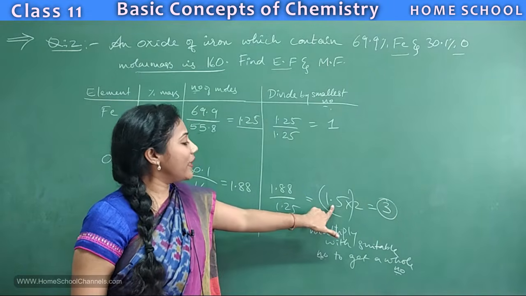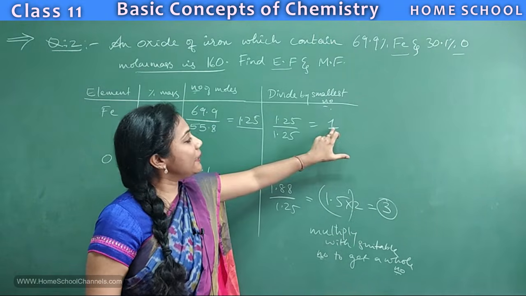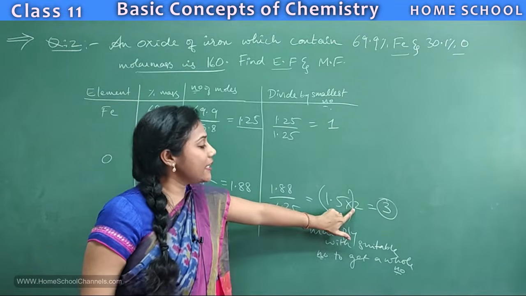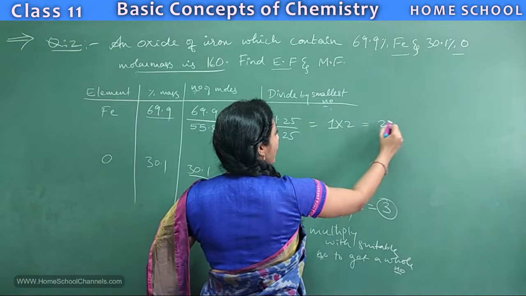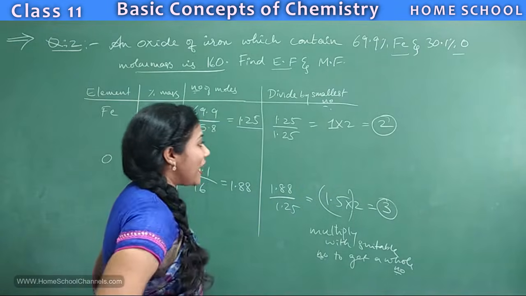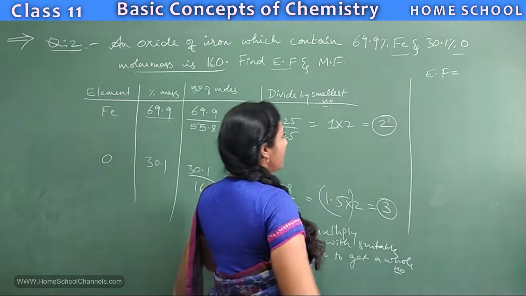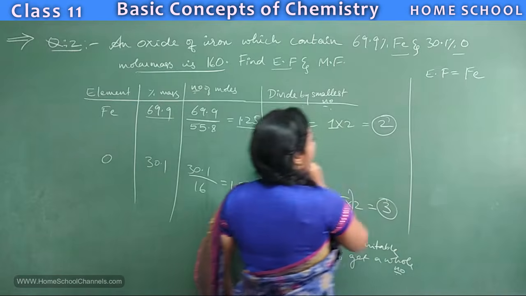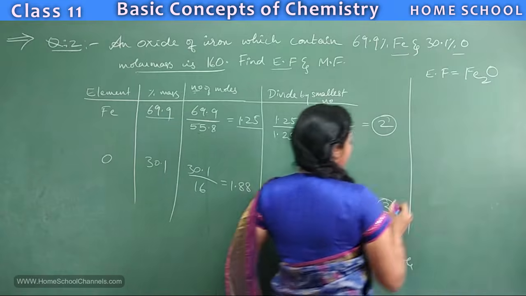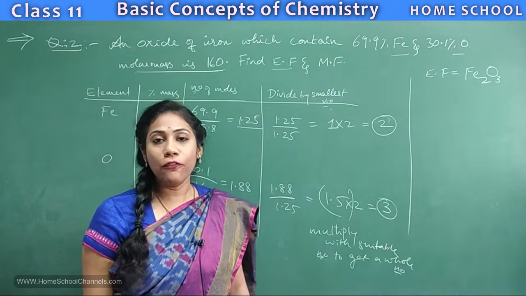When you multiply 1.5 with a suitable digit, with the same number you should multiply the other digit also. When you have multiplied here, you should multiply here also with the same digit. So 1 into 2, you got 2. So your numbers are 2 and 3. So using these numbers, write the empirical formula. What are the elements present? Iron. What is the number you got for iron? 2, Fe2. The next element is oxygen. What is the number you got for oxygen? 3. So Fe2O3 is the empirical formula. Right?